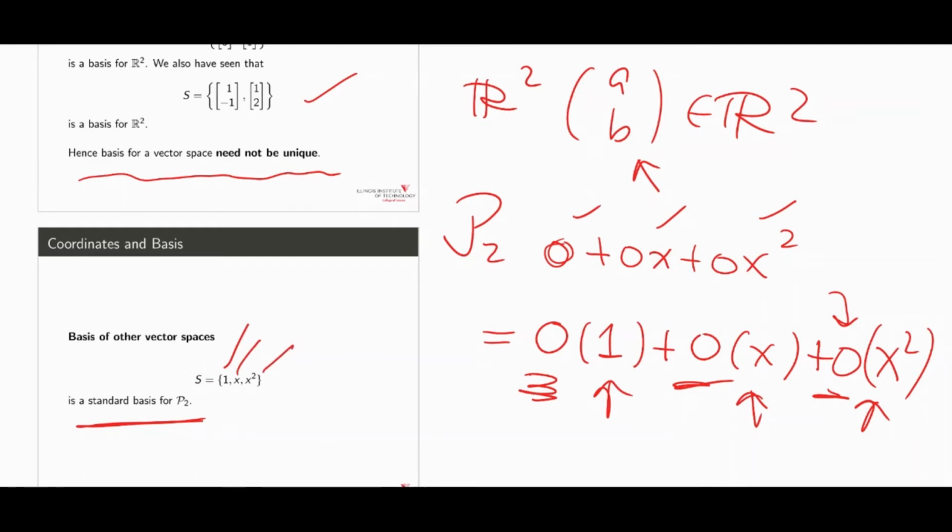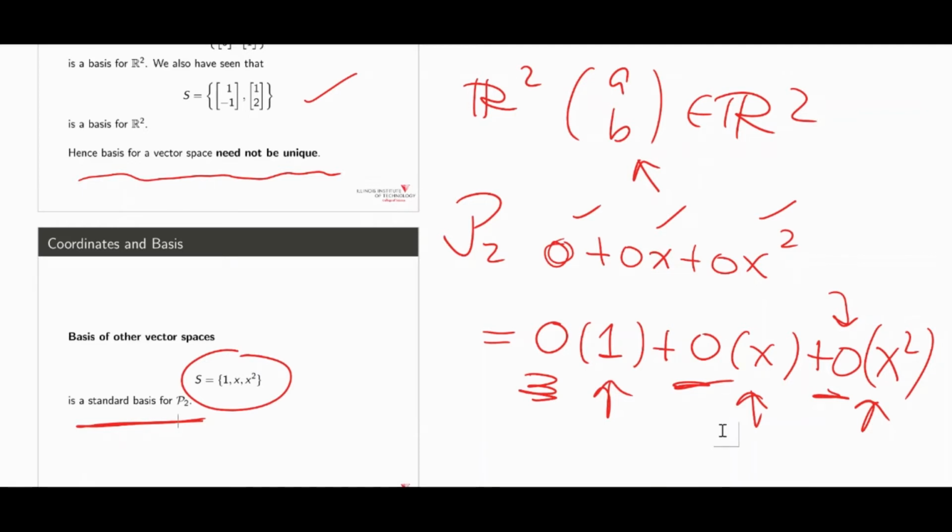So you have a collection of vectors. They are spanning, the span is the entire P2, and they are linearly independent. So by definition, this collection of vectors, this set S, forms a basis for P2, and these are known as the standard basis for P2, okay?